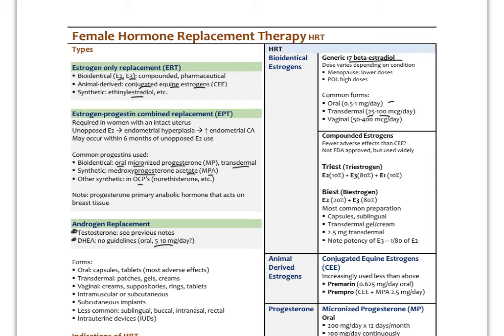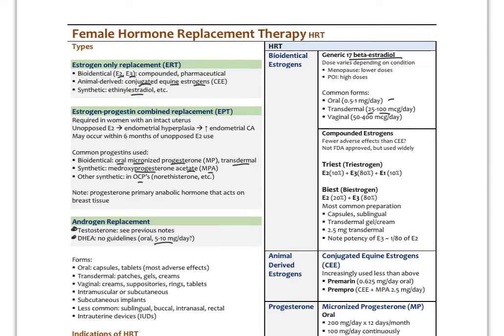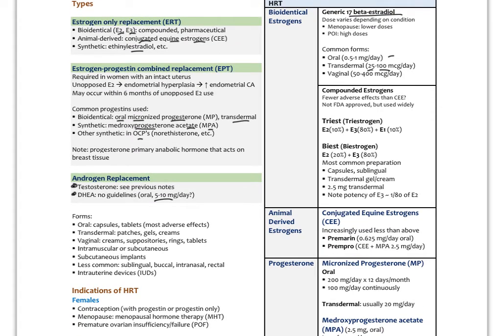The compounded estrogens are often promoted. These are the so-called bioidentical estrogens, although again the generic 17-beta estradiol is bioidentical. But the compounded estrogens are often promoted as having fewer adverse effects than the more synthetic or semi-synthetic forms of estrogen.